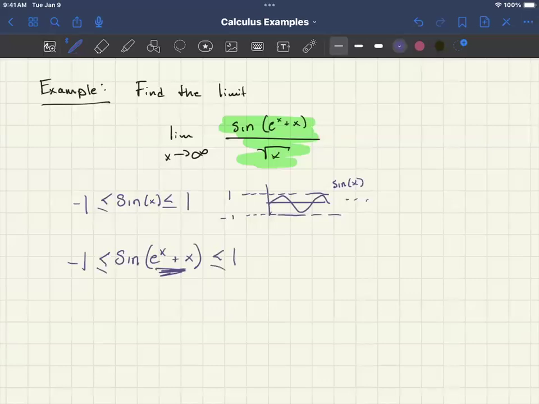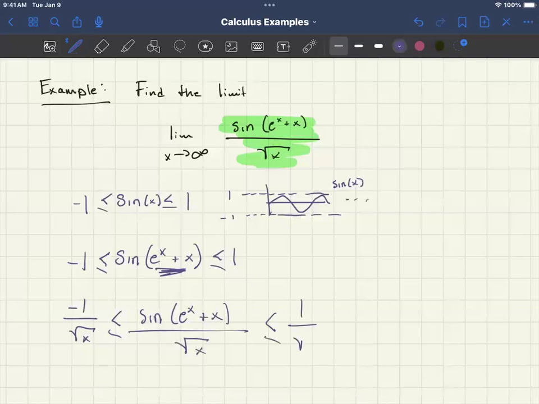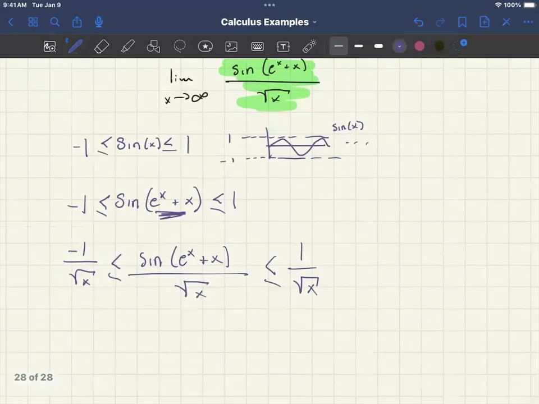Now we do want it to get looking like the function that we see in green. So we are going to divide each side of our inequality by square root of x. So now we have square root of x on everything here. We know that as x goes to infinity, 1 over the square root of x is going to go to the number 0. So we'll have -1 over square root of x.